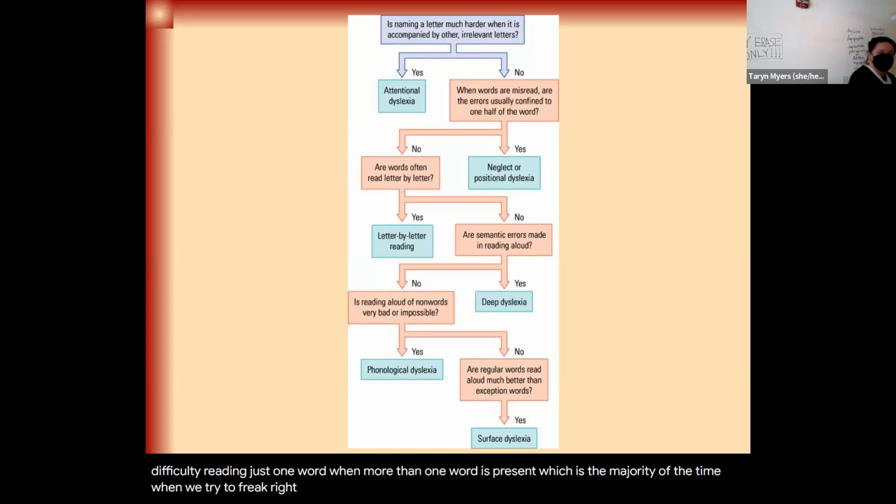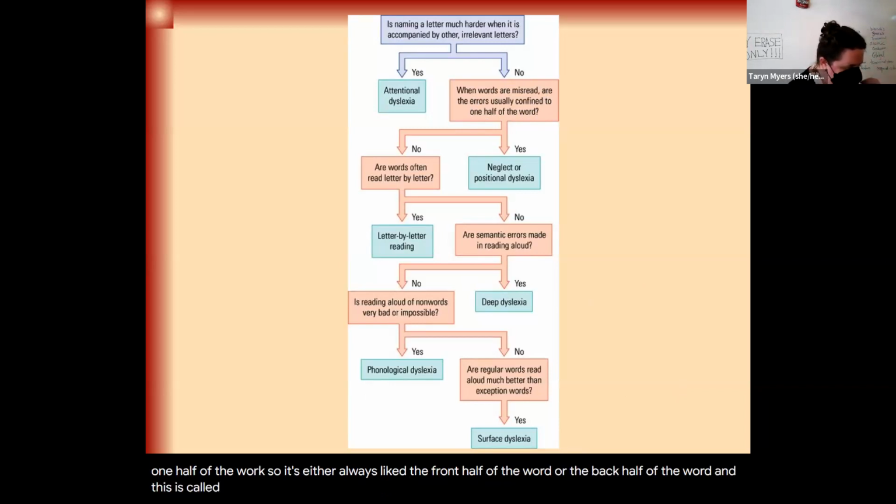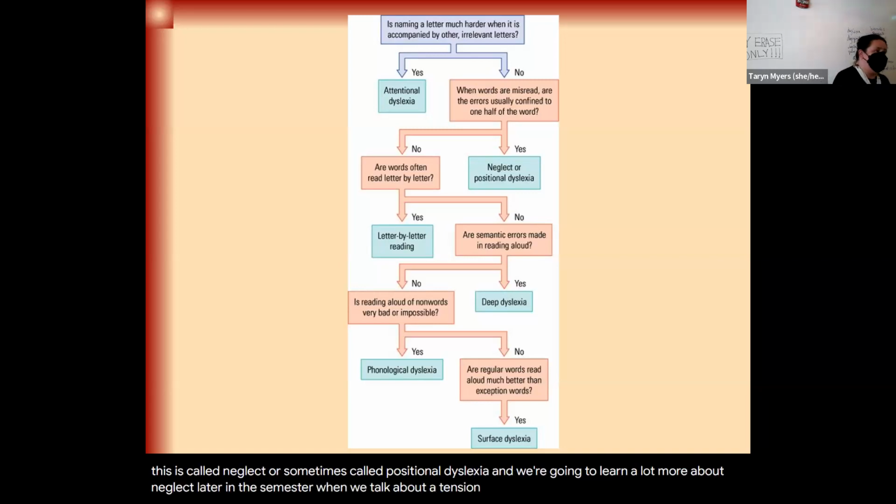Then what can happen is you can have words that are misread, and the errors are confined to one half of the word. So it's either always the front half of the word or the back half of the word. This is called neglect, or sometimes positional dyslexia. And we're going to learn a lot more about neglect later in the semester when we talk about attention.